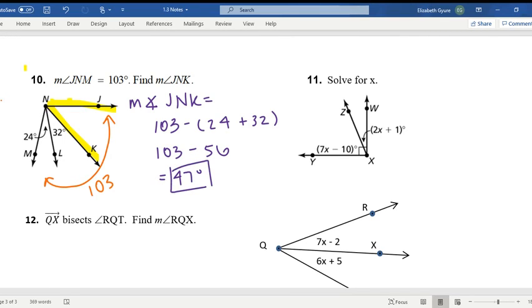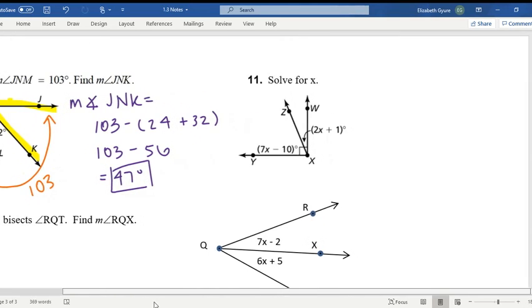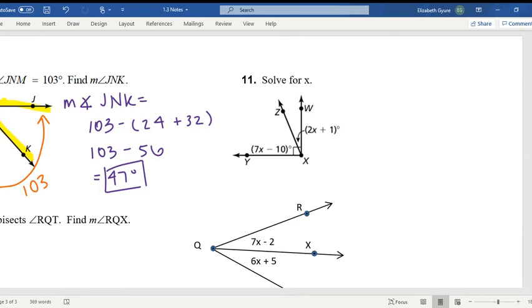Okay. And then last one for this video, number 11. In number 11, it just says solve for x. You're given that angle YXZ is 7x minus 10, and angle ZXW is 2x plus 1. Now you might be looking at it going, well, okay, I know they're not congruent, but what are they supposed to add up to be? Well, look at your little right angle box here. That means 90 degrees. So my two parts will add up to be 90.